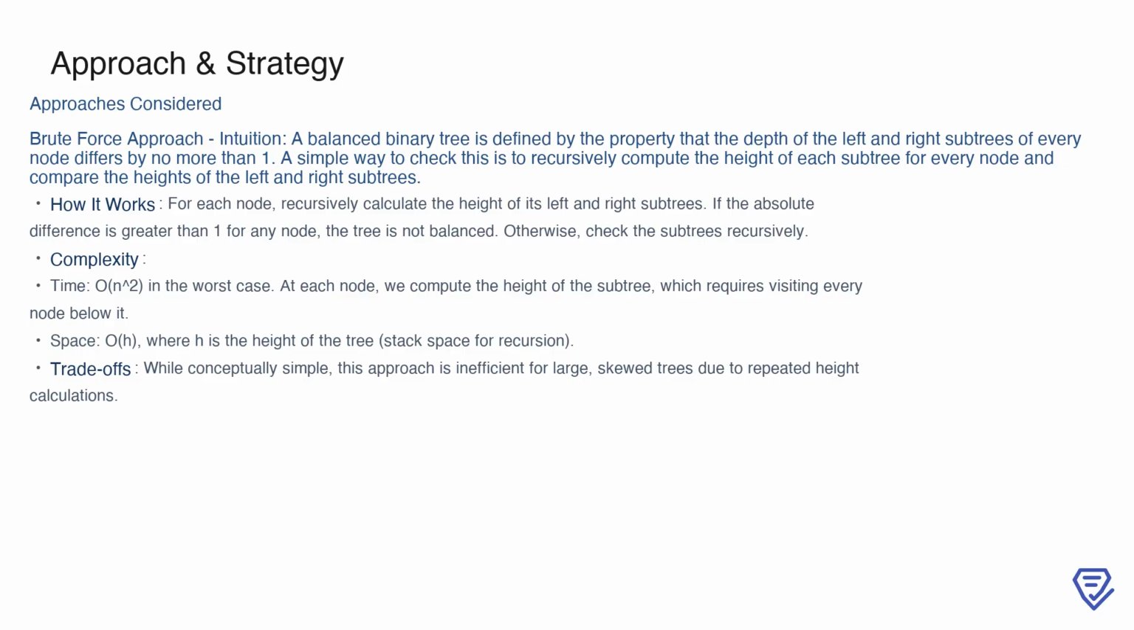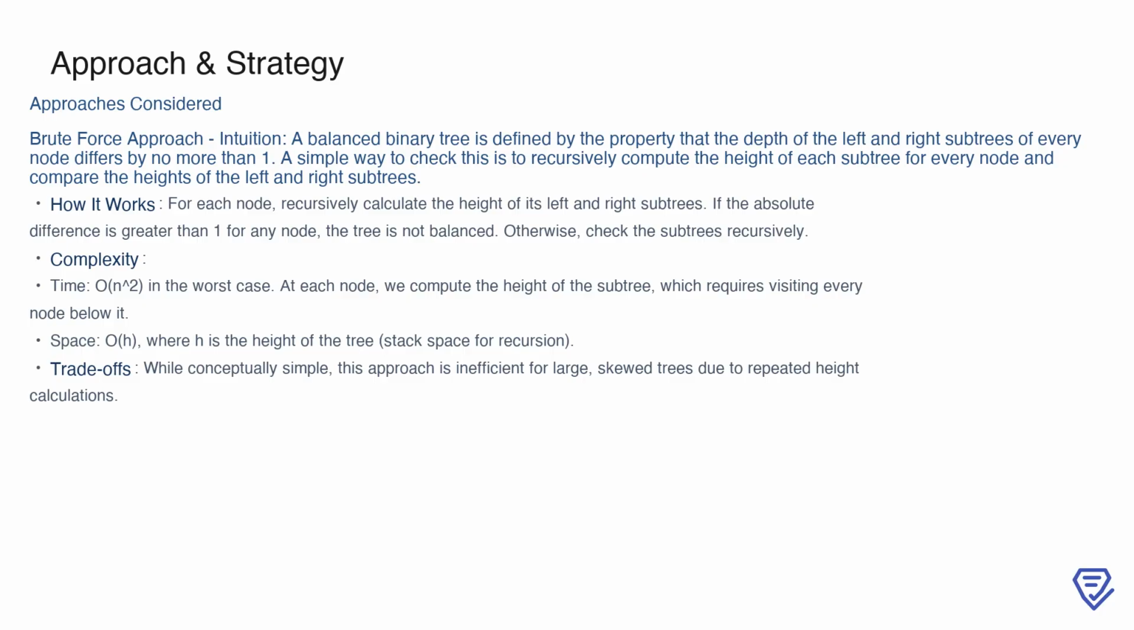While the process is straightforward, the inefficiency lies in the repeated height calculations. In terms of time complexity, this approach can take n squared in the worst case, especially for skewed trees, because each node's height calculation involves revisiting all nodes in its subtrees. The space complexity is h, where h represents the height of the tree, as the recursion stack grows with the depth of the tree.